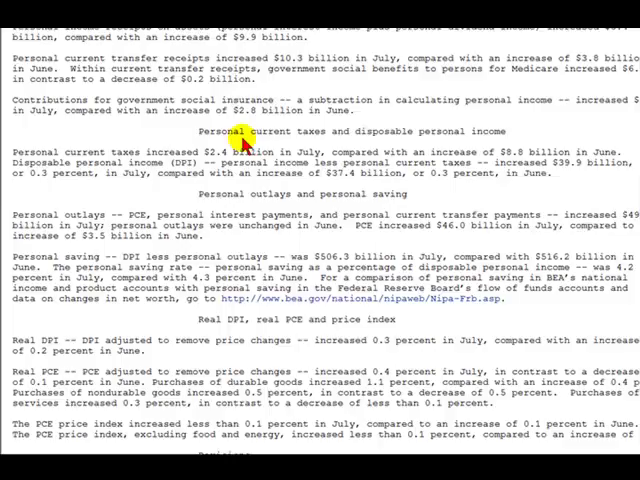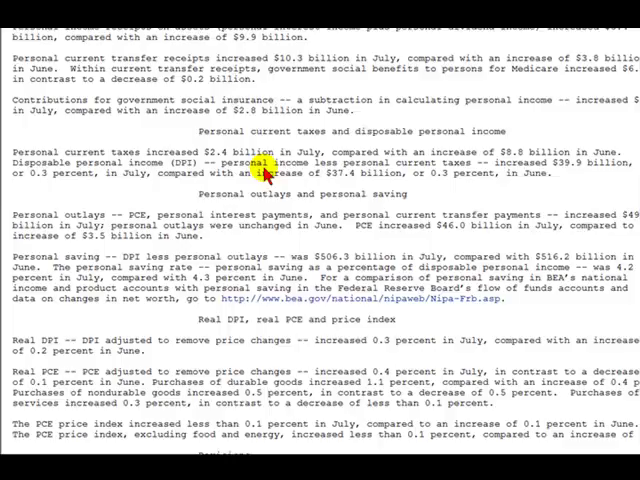Personal current taxes are tax payments by U.S. residents that are not chargeable to business expense. Personal taxes include income taxes and taxes on personal property. After the taxes, what is left is called disposable personal income. It is disposable income that drives consumer spending in the long run.